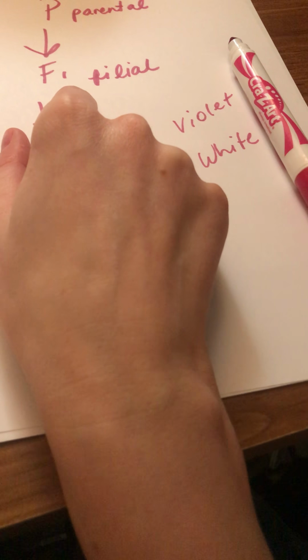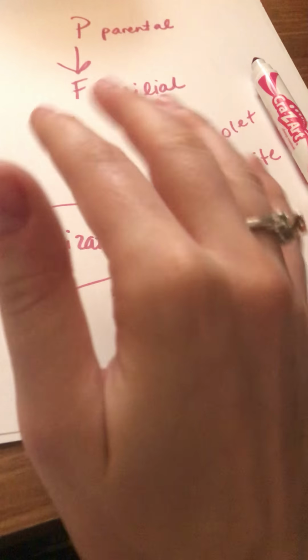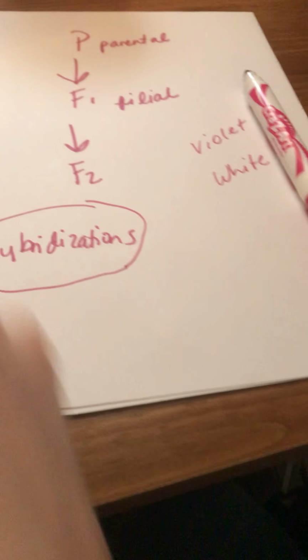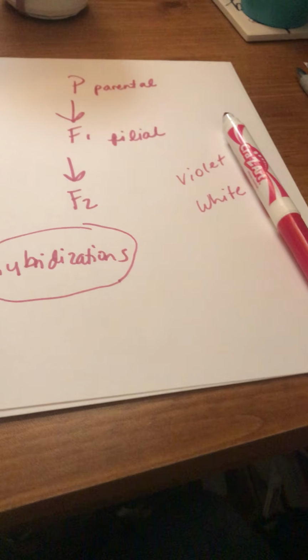And from then on, they were going to self-pollinate. So the first parental plants were hybridized. The rest were self-pollinated, because their genes have been blended now. Let's see. So I'm going on to the next page here.